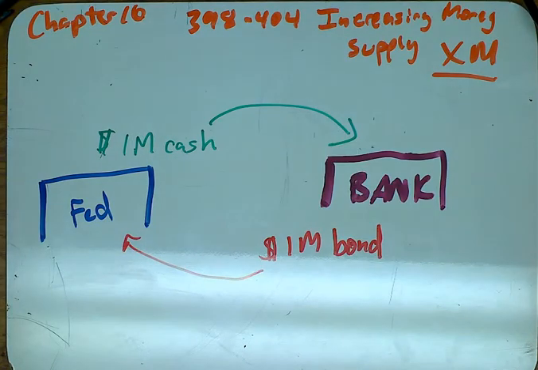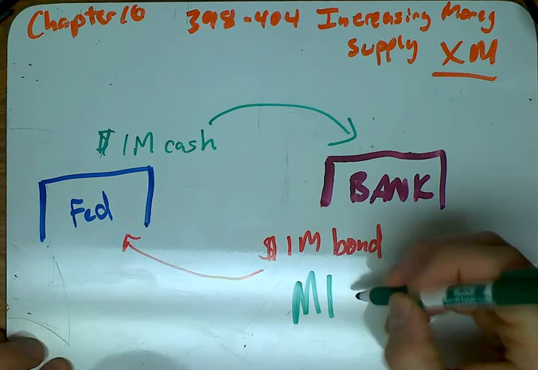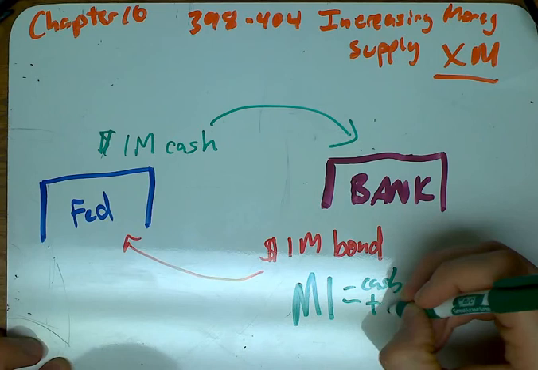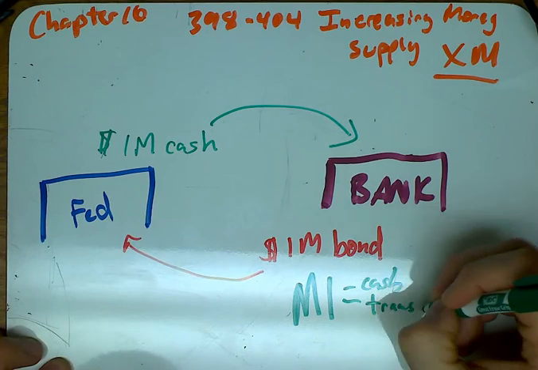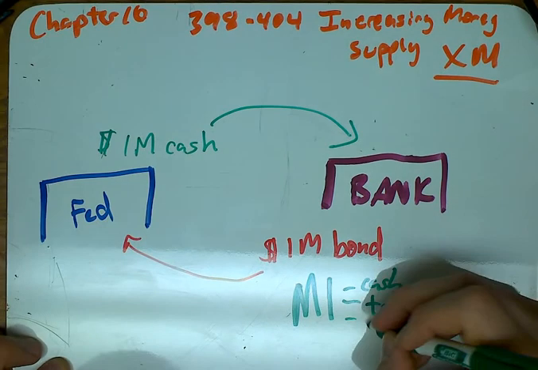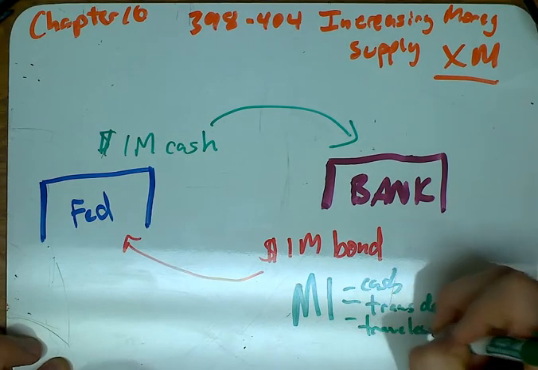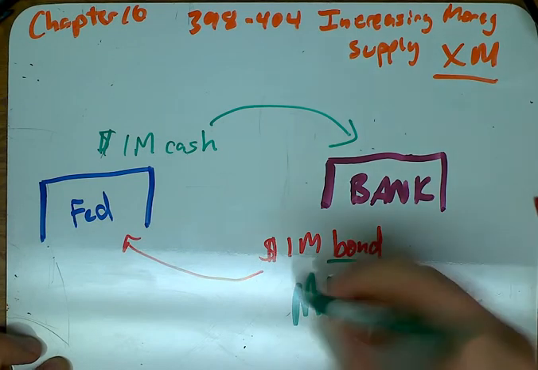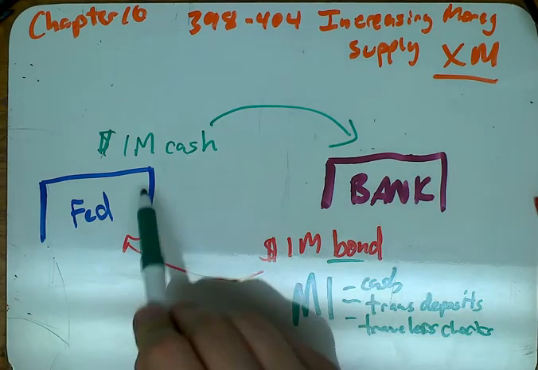Now, how does this increase the money supply? Well, if you remember, M1 is made up of cash, transaction deposits, and traveler's checks, the dumbest thing ever to include in M1. But anyways, they're included. And if you notice, this $1 million bond is not in M1. So what the Federal Reserve has done is given money to the banks.